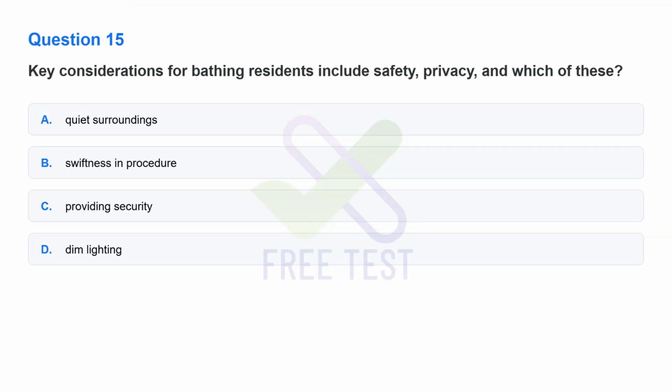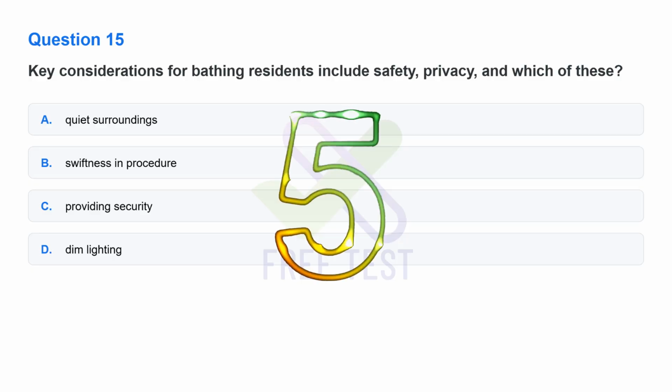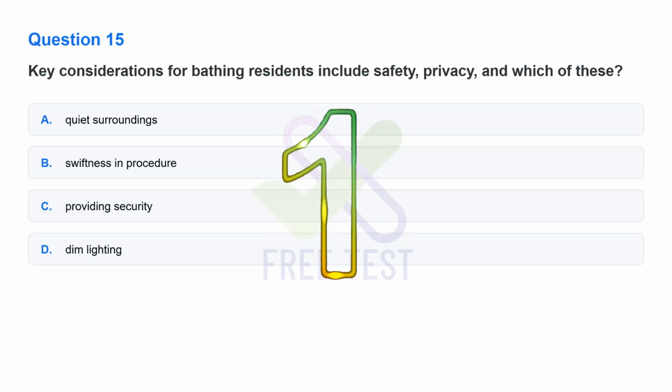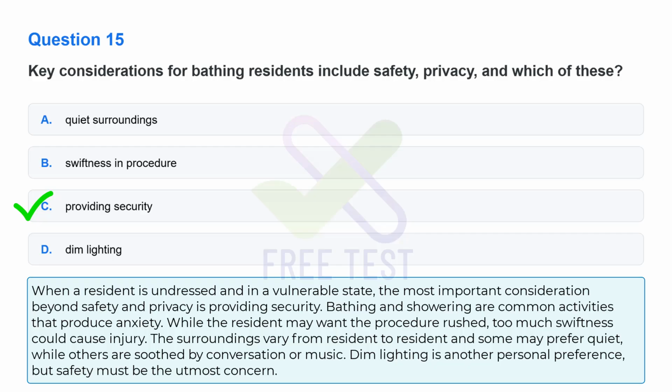Key considerations for bathing residents include safety, privacy, and which of these? A. Quiet surroundings. B. Swiftness in procedure. C. Providing security. D. Dim lighting. The correct answer is C.